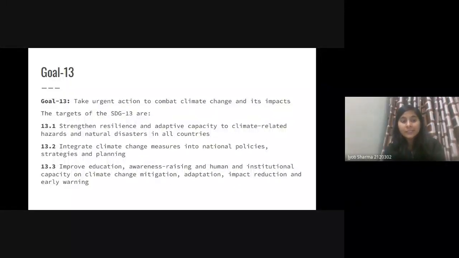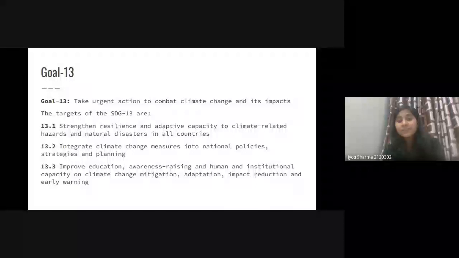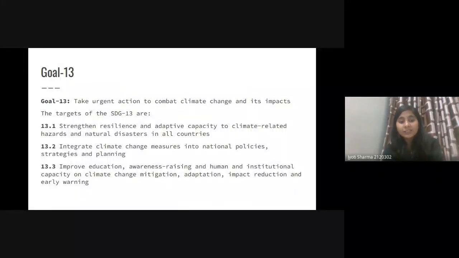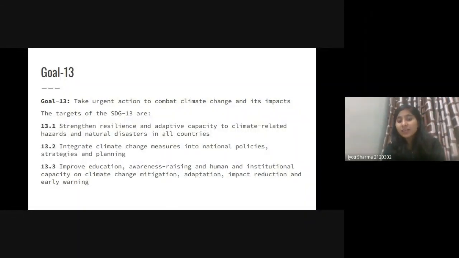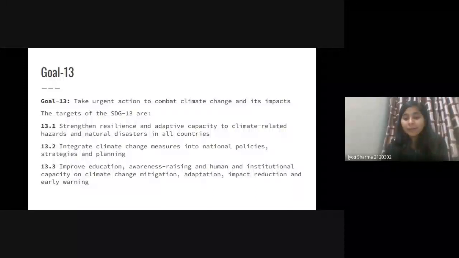So there was three sub goal, 13.1, 13.2, and 13.3. So 13.1 was related to the strengthen resilience and the adaptive capacity to climate related hazards and natural disaster in all countries. 13.2 was related to integrate climate change measure into national policies, strategies, and planning. And 13.3 was to improve the education, awareness raising, and human and institutional capacity on the climate change mitigation, adaptation, impact reduction, and the early warning. So the goal 13 was based on the climate action.